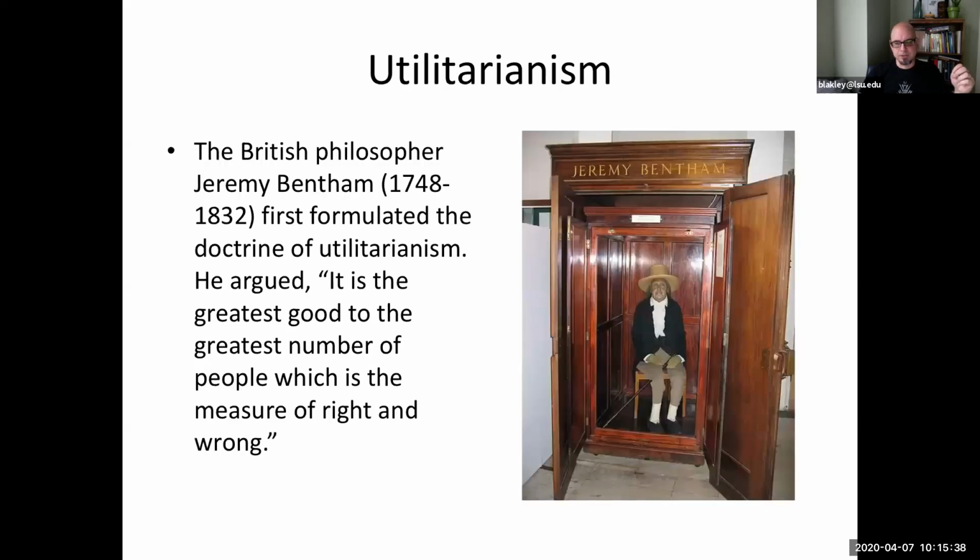So first up is Jeremy Bentham. Bentham is often interpreted as an act utilitarian, right? And he's one of the first 19th century figures to give us a worked out version of this theory. So he says in one of his books on the principles of morals that it's the greatest good to the greatest number of people which is the measure of right and wrong. So that's his way of stating the utility principle, or the greatest happiness principle.